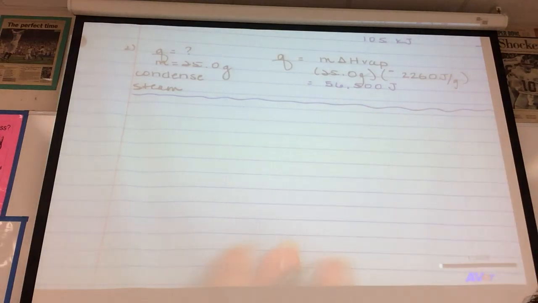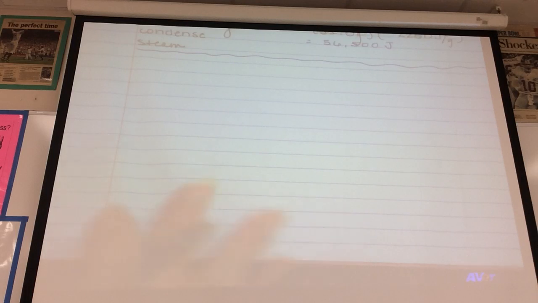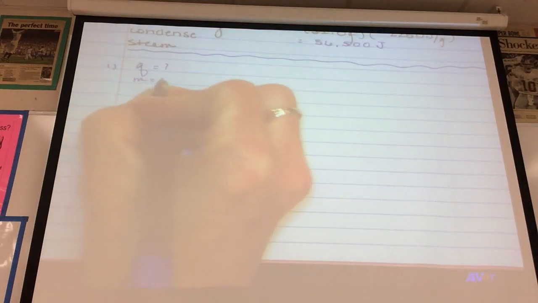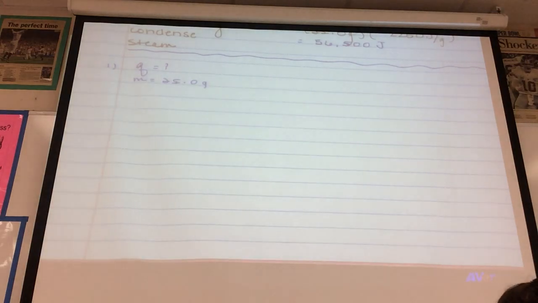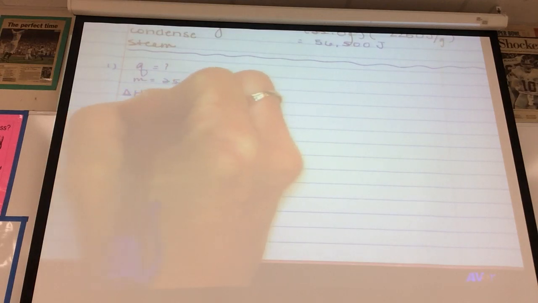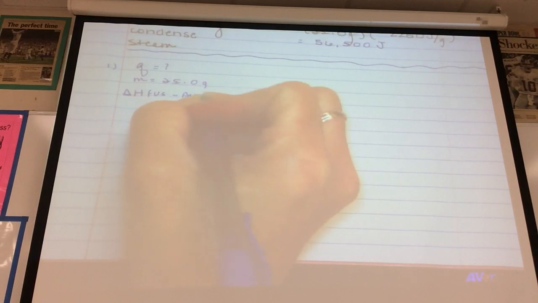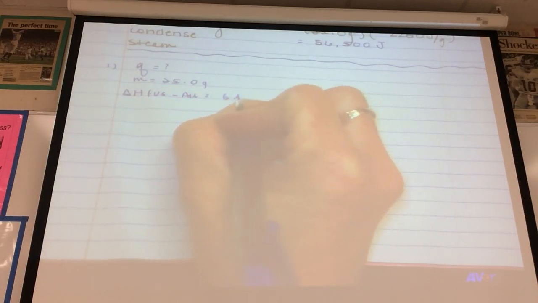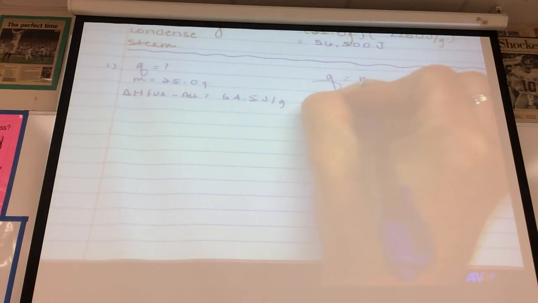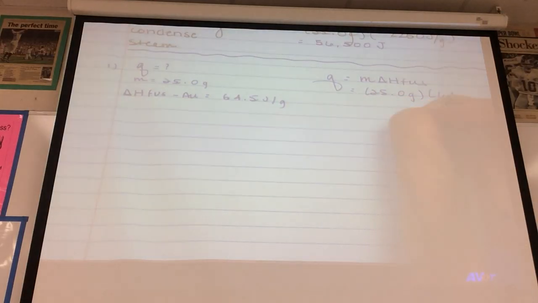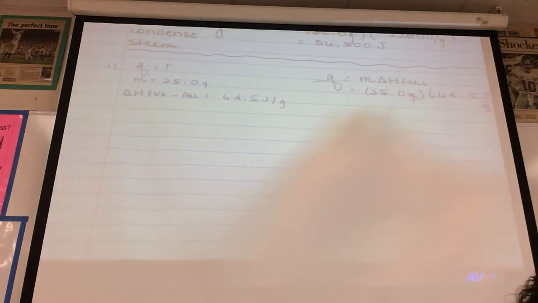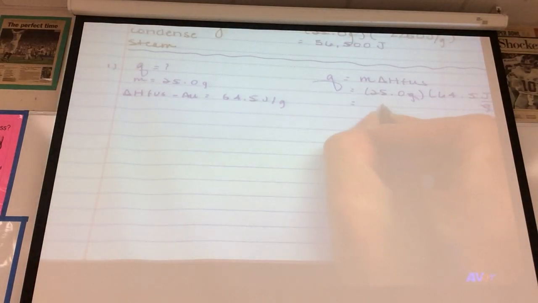So on this problem, what we've got, we want to know Q. The mass is equal to 25 grams. And the delta H of fusion for gold, Au, is 64.5 joules per gram. Q is equal to M delta H of fusion. We've got 25 grams times 64.5 joules per gram. And in 3 sig figs, we've got 1,610 joules.